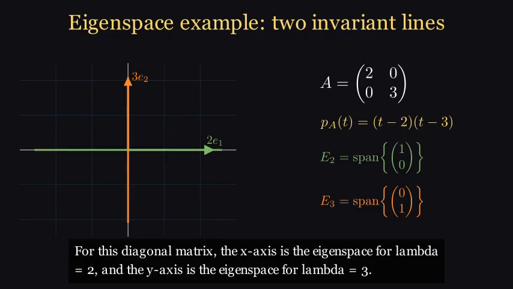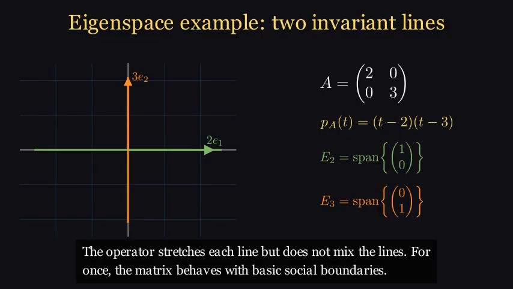For this diagonal matrix, the x-axis is the eigenspace for lambda equals 2, and the y-axis is the eigenspace for lambda equals 3. The operator stretches each line but does not mix the lines. For once, the matrix behaves with basic social boundaries.